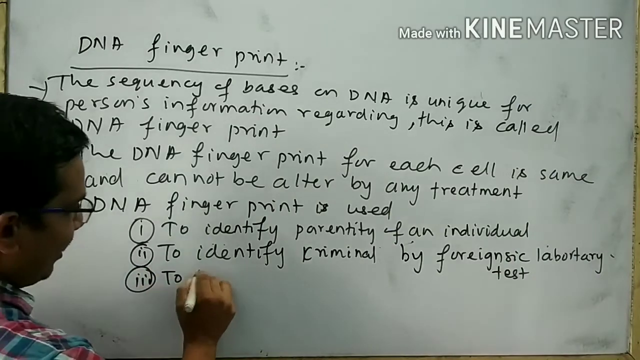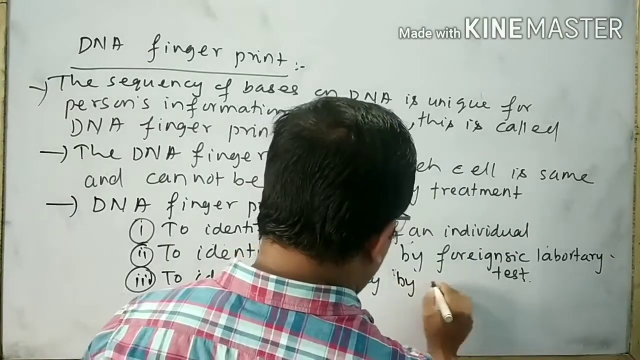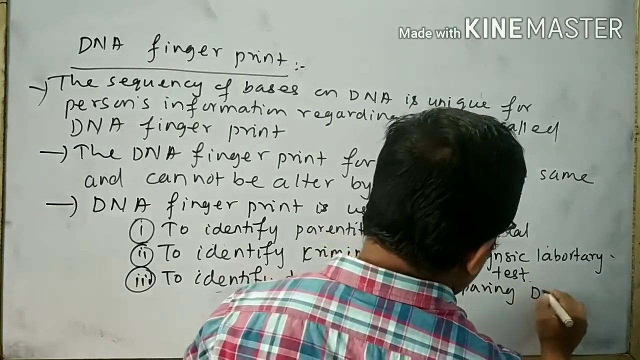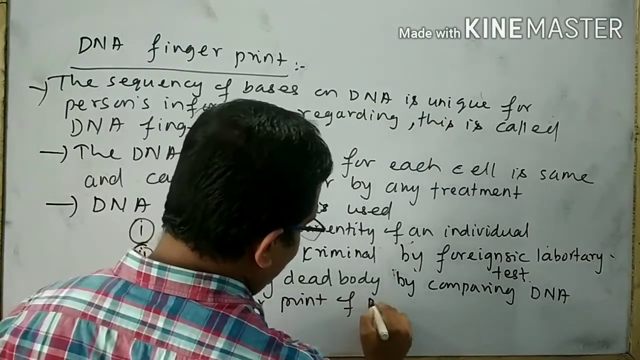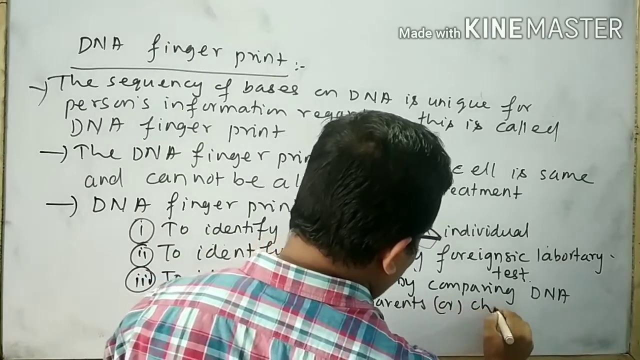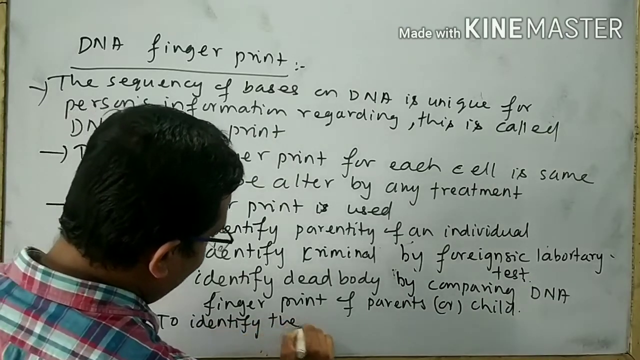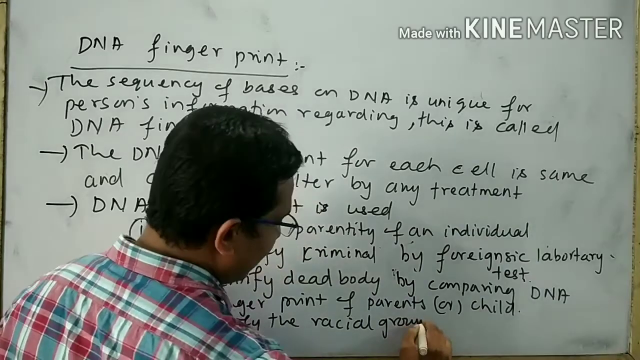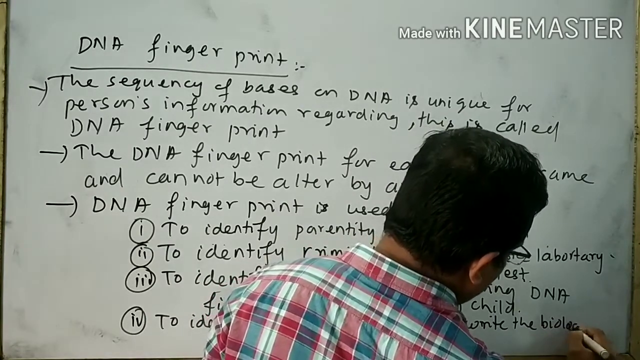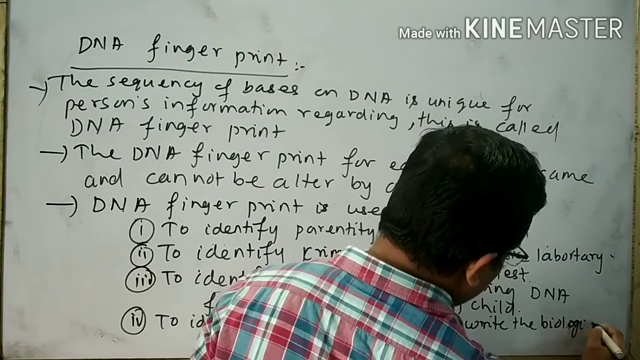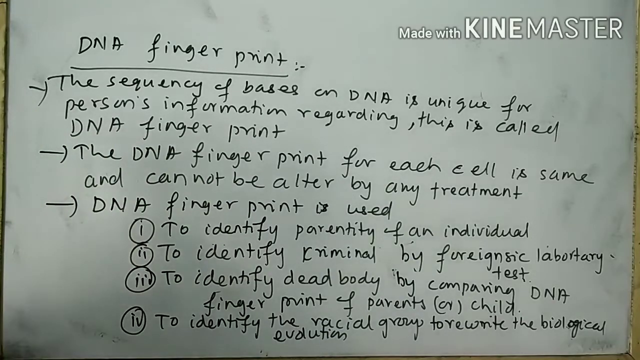Next is to identify dead body by comparing DNA fingerprint of parents or child. It is also used to identify the racial group to rewrite the biological evolution. These are the uses of DNA fingerprint.